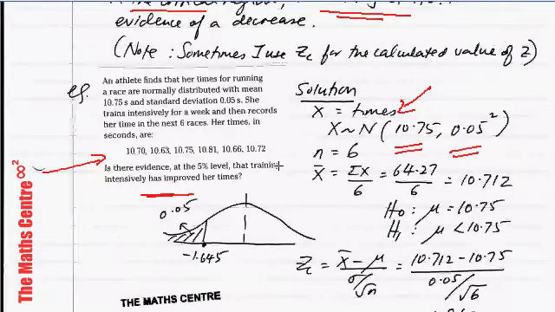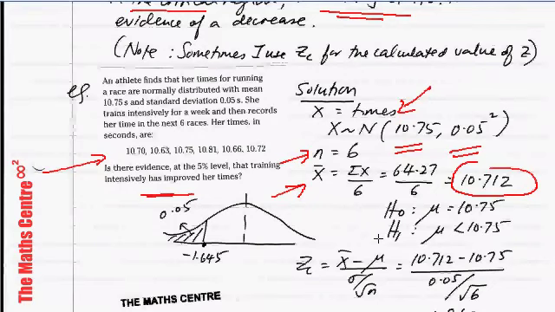Now we have taken 6 values, so n equals 6. We don't have X bar, but we can work it out. Yeah? So X bar equals summation X over 6, add up all the 6 values of X that you see here, divide by 6, you will get 10.712. So we are testing whether training has improved her time.